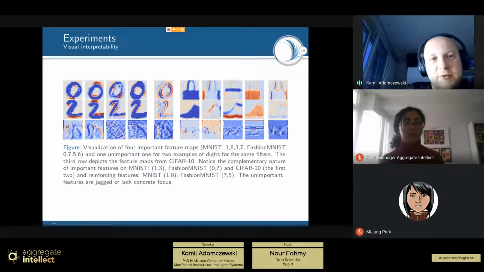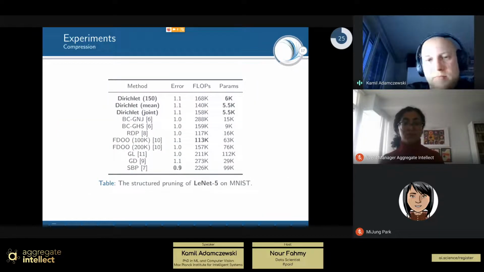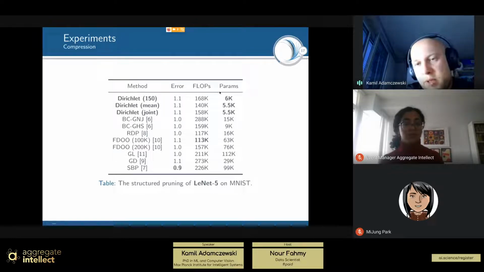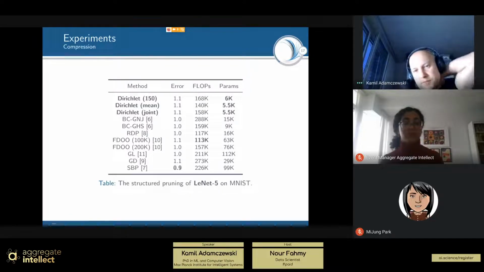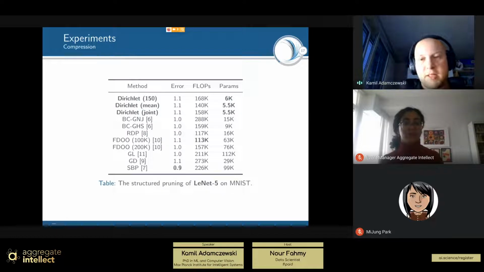Yeah, so that's the visual interpretability, and also the important part for us is to create the compressed models. We perform the compression and compare with a number of state-of-the-art methods. We compare them in terms of parameters, which is the size of the model, and the flops, which are floating point operations, which is the proxy for the speed of the network, and basically the fewer the better. We performed experiments on several networks on the LANet. We're doing very well.